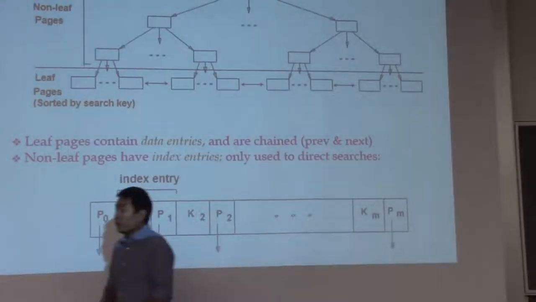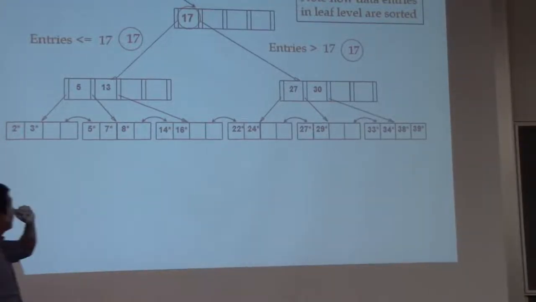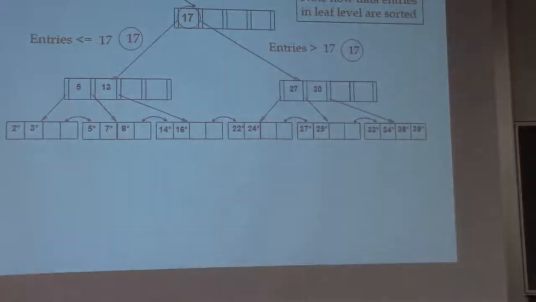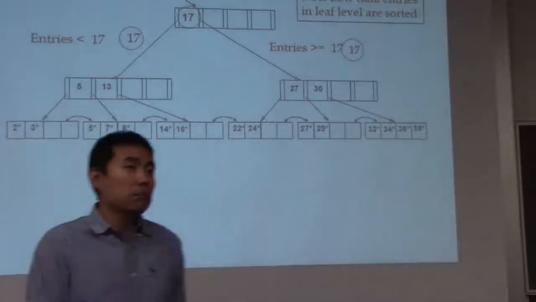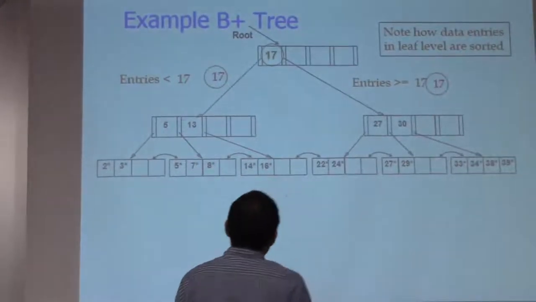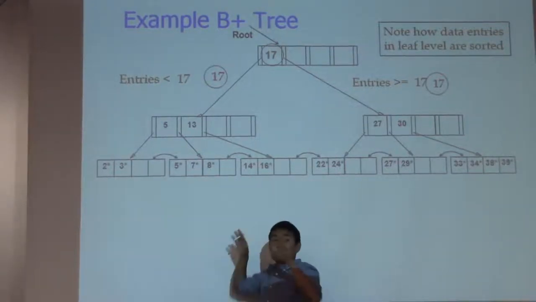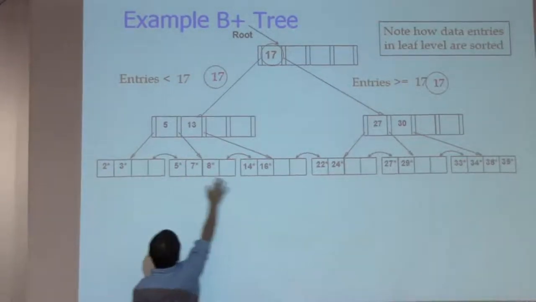You follow me? So let's give you a concrete example. So let's say that's my B plus tree, and what's gonna happen is, so these are my leaf level pages, and they contain what I called earlier data entries, right? What I said earlier, data entries. So this is the data entry, this is the data entry, and so on and so forth.